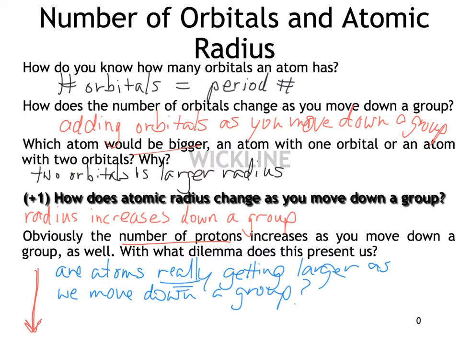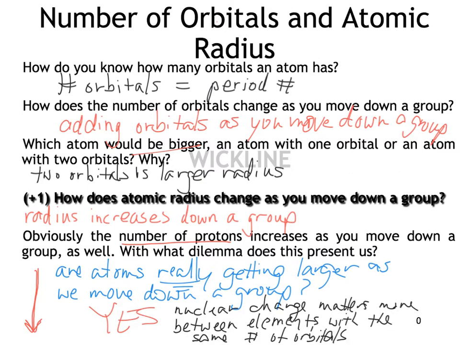So I said, are atoms really getting larger as we move down a group? The answer is yes, and the reason for that is because one of these properties is more important than the other when it comes to determining an atom's radius or an atom's size. As it turns out, the number of orbitals that you have is a much more important factor in the size of the atom. And then it's only when two atoms have the same number of orbitals that the nuclear charge matters. And so I wrote just that: nuclear charge matters more between elements with the same number of orbitals.